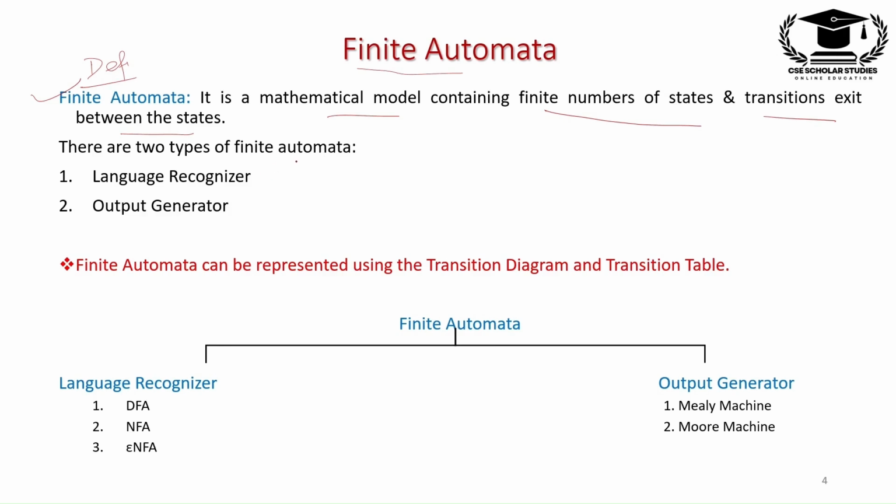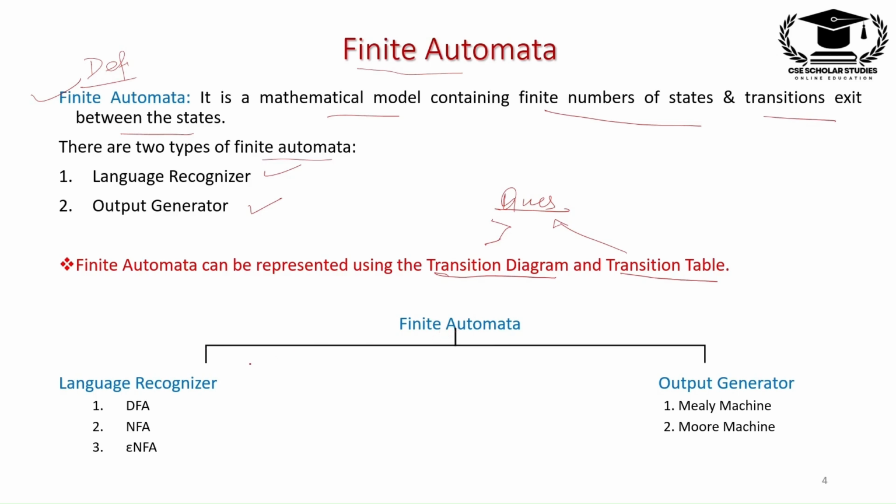There are different types of finite automata. First is the language recognizer and second is the output generator. Finite automata can be represented using a transition diagram and a transition table. This is an important topic of finite automata. What are the transition diagram and transition table? Different questions are asked based on this topic, so I will cover it in further lectures.